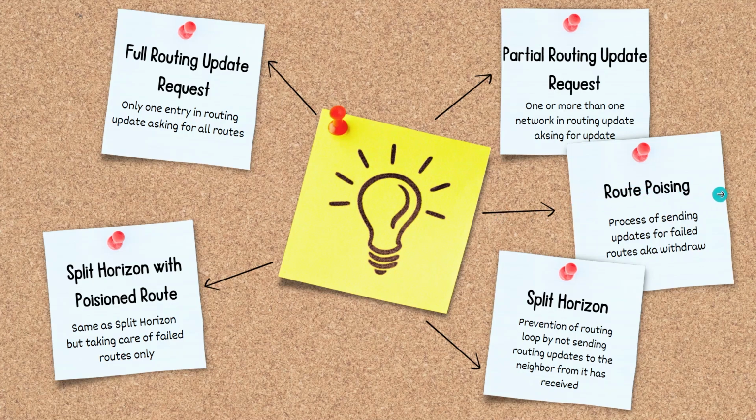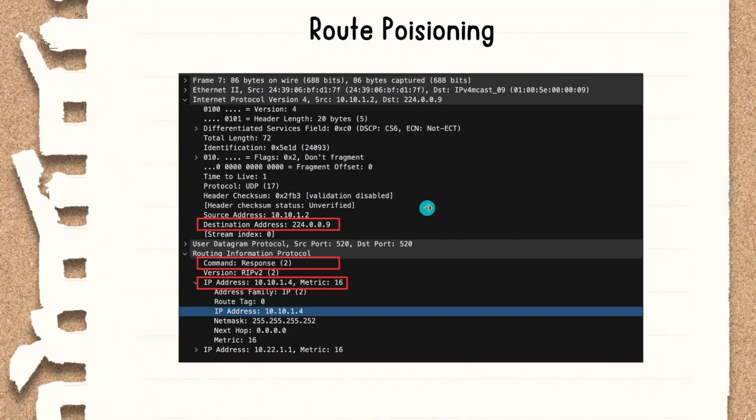So let's just see a packet. Again, this is a Wireshark packet capture for the particular scenario, route poisoning. There are a few things over here that you can distinguish. The first thing is the source address and the destination address. As always, the destination address should be multicast because it is withdrawing the routes and it doesn't know how many devices there are, so each and every device can receive this packet.